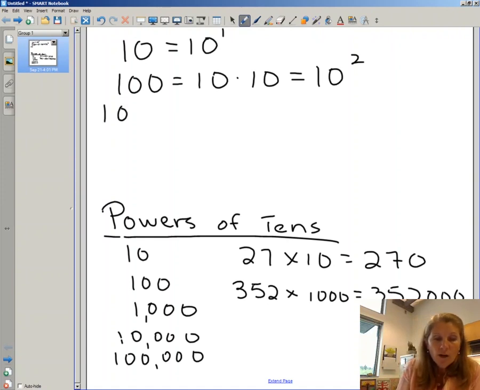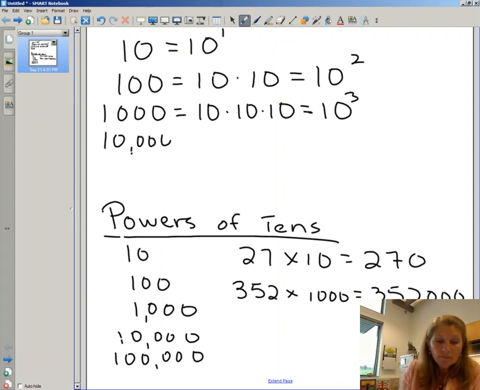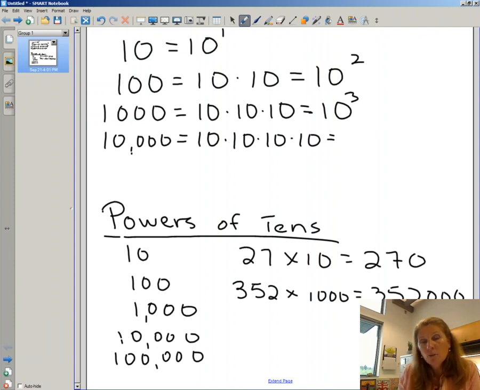When I have 1,000, I have 10 times 10 times 10. How many 10s do I have? I have 3 10s. And also, how many zeros do I have? 3 zeros, third power. When I have 10,000, that's the same as saying 10 times 10 times 10 times 10. 10 to what power? Well, we're just going in order here. That's 10 to the 4th. I have 1, 2, 3, 4 zeros, so it's 10 to the 4th power.